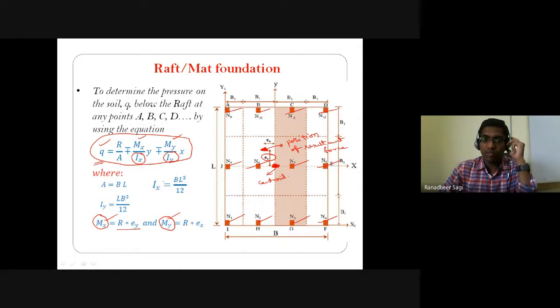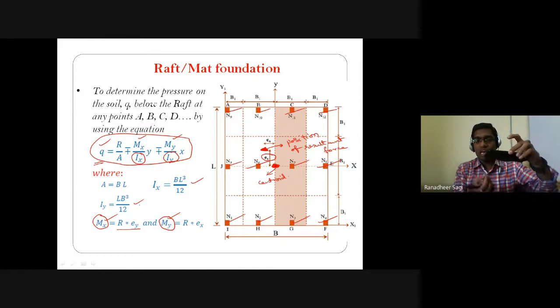So moment of inertia about x-axis I'll write as BL cube by 12, and moment of inertia about y-axis is LB cube by 12. So Ix is known, Iy is known, Mx is known, My is known, resultant force is known, and the area of the raft foundation, which is the plan area of the construction, is known. Then at whichever position you want to calculate the stress transferred from the foundation onto the soil, you can go on to do that.